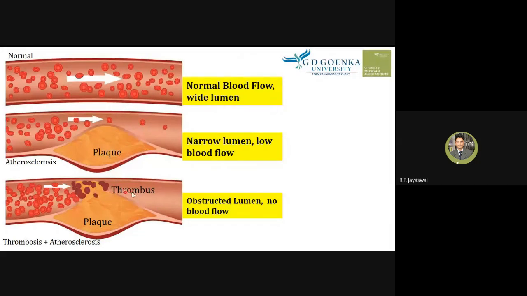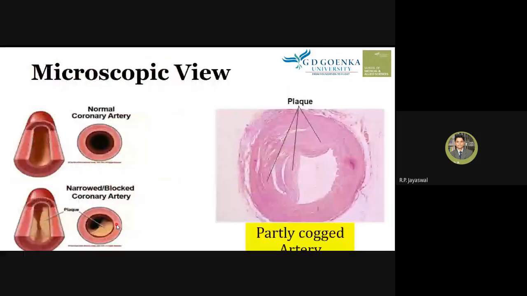So this is what we have seen in the images, and this is what we discussed in the last experiment as well. This is the microscopic view we are going to know, and this is the three-dimensional structure. In the normal coronary artery, the lumen is wide, but in the atherosclerotic artery, the lumen becomes narrowed. You can see the narrow lumen. There may be blockage because of the plaque. So this is the partially clogged artery, where we can see plaque in the image like this, right?